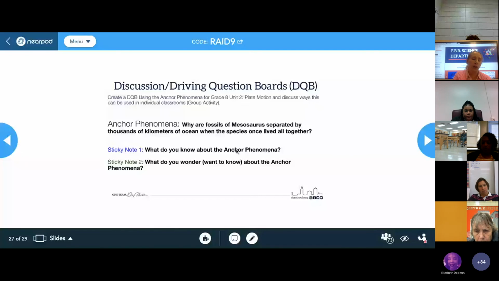So when the students walk into your classroom the first day of that unit, you can give them 2 different colored sticky notes and ask them, what do they want to know about the anchor phenomenon? And what do they know about the anchor phenomenon? So they each write it and they come put it up there. And it's neat to see what the kids think.